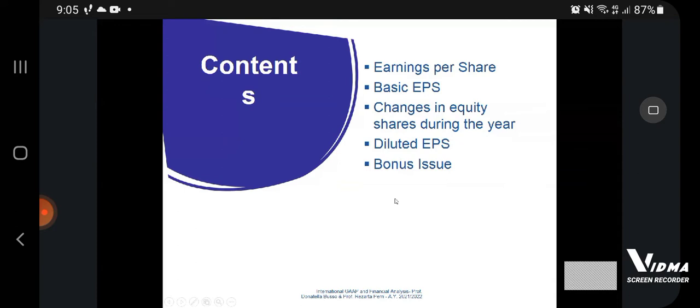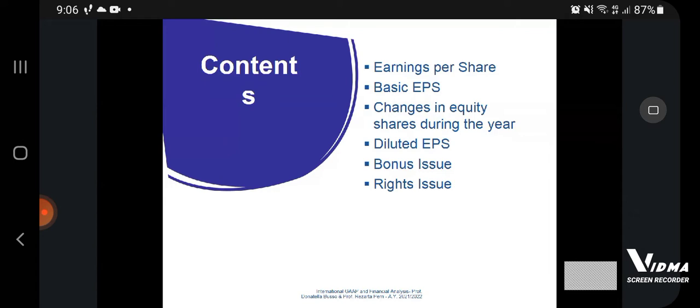Two other things that we need to discuss in this chapter today is how the earnings per share is affected in case we have a bonus issue or a rights issue. What are these two things that we will discuss today?